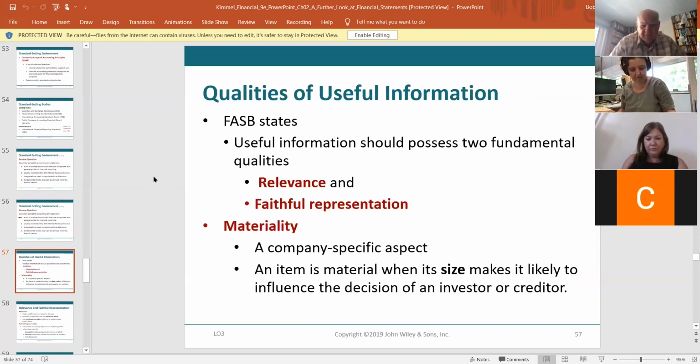In other words, the auditors are looking at your financial statements, and you have a company and your profit is $20 million, and the auditors find a $2,000 mistake. They'll say for $2,000, we'll let you go. It's not material. An item is material when its size makes it likely to influence the decision of an investor or creditor. I mean, a real big mistake would require you to redo your financials. You would have to confess to the world that you screwed up. It'd be a terrible thing.